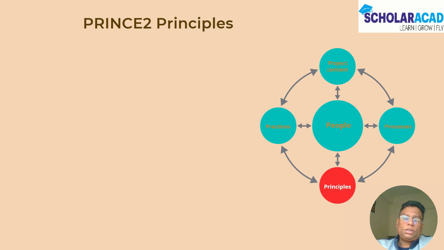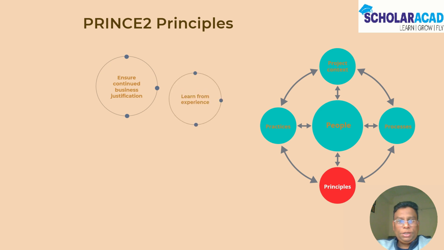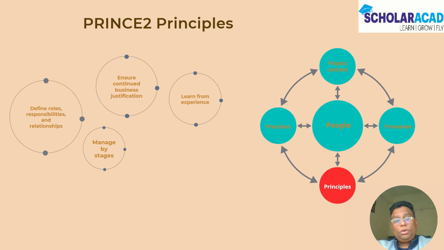Now the principles are a very important area for project management. It has 7 principles. The first principle is ensure continued business justification. Second is learn from experience, which is important. Third, define roles and responsibilities, which is important for defining the roles in the project and their relationships and responsibilities. Fourth, manage by stages, meaning breaking down the project into smaller stages so you can manage in an effective and efficient way.